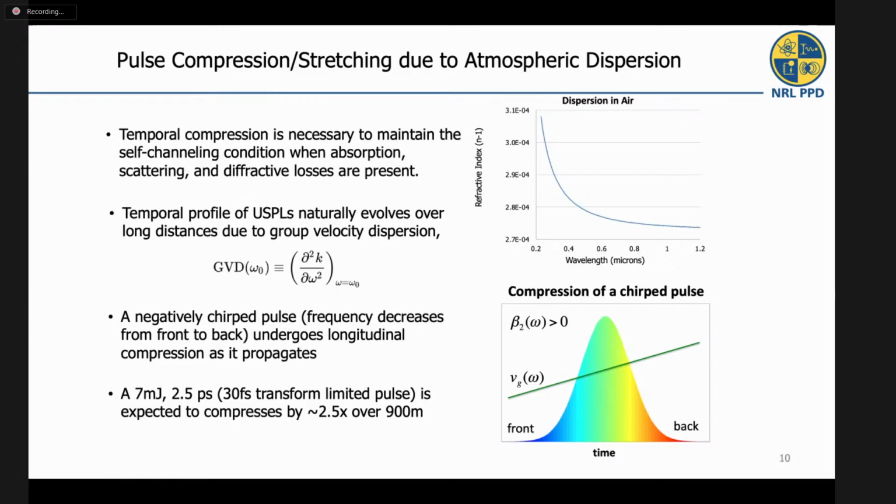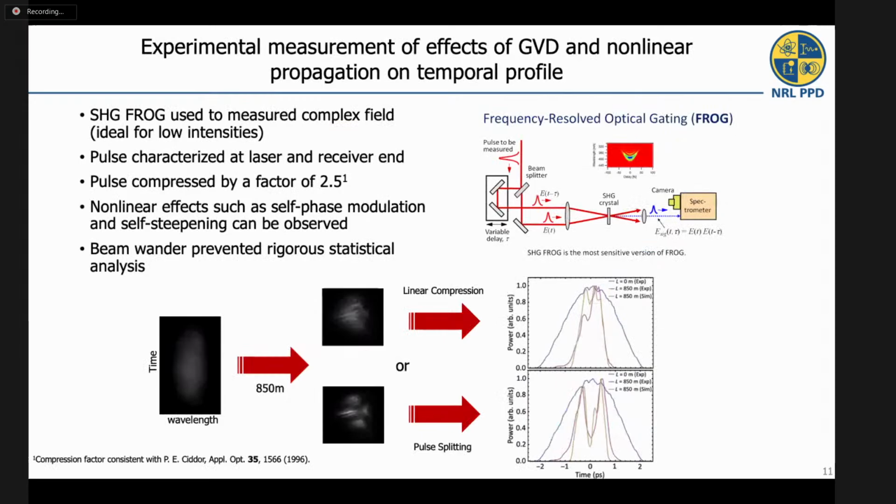So one of the first things that we did in the experiment is to verify that the amount of compression that we needed was indeed what is predicted. Based on the duration and the spectral components of our system, we would expect that our system, when stretched initially at 2.5 picoseconds, would compress down to 1 picosecond over this 900-meter range. So we set up our FROG. And here's just a general schematic of how a second-order FROG works.